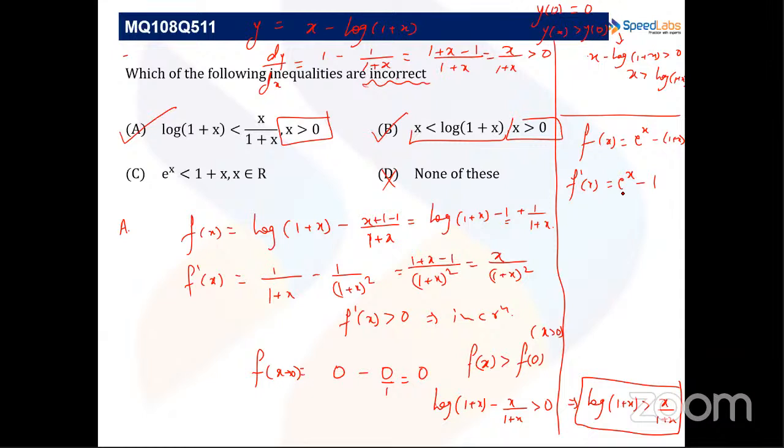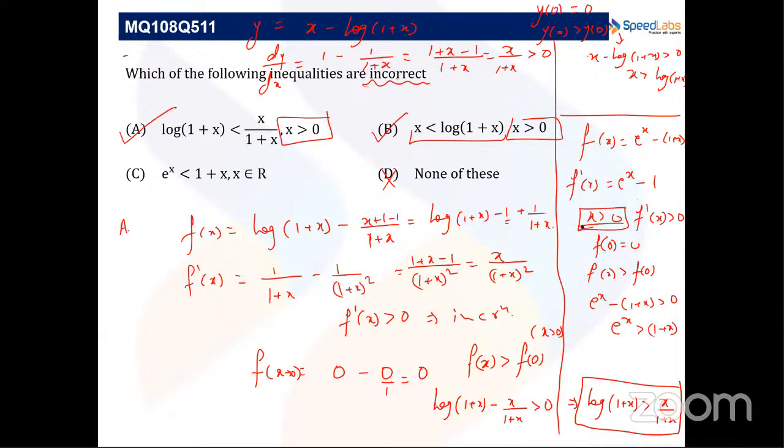For x greater than or equal to 0, f dash x will be greater than 0, and f of 0 is 0 obviously. So f(x) will be greater than f of 0. So we would have e to the power x minus 1 plus x greater than 0, that is, e to the power x is greater than 1 plus x.